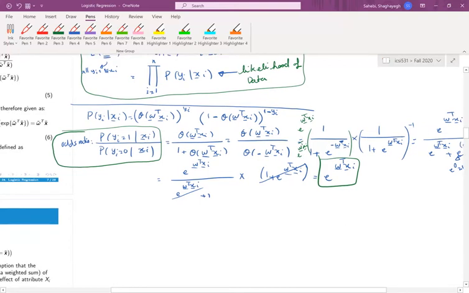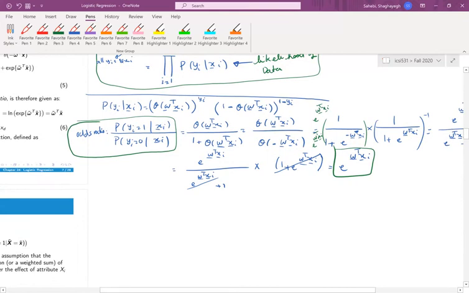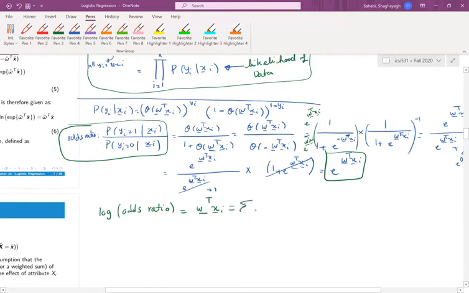So what does it mean? If I take the logarithm of both sides, it says the logarithm of the odds ratio is going to be equal to W transpose xi, which is the summation over j of wj xij, right?